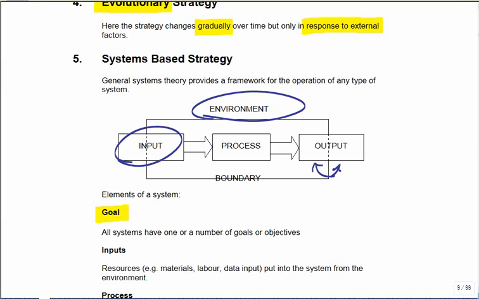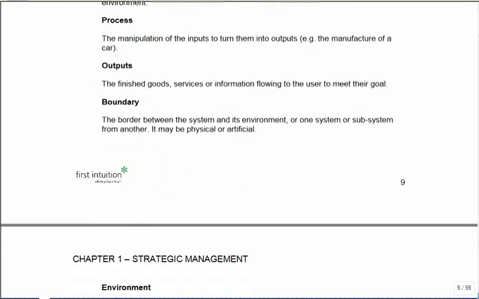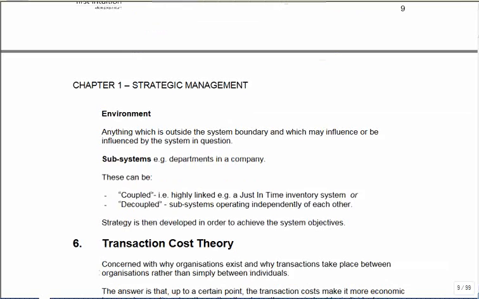So any organisation, it is argued, can be thought of as a system, as described. And then, if we just go over the page, if that's what you think, strategy is all about making sure that we achieve whatever our system's objectives are. So strategy is all about identifying your objectives and then achieving those objectives.